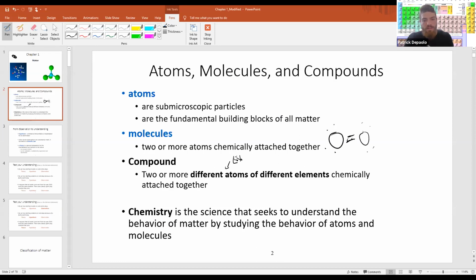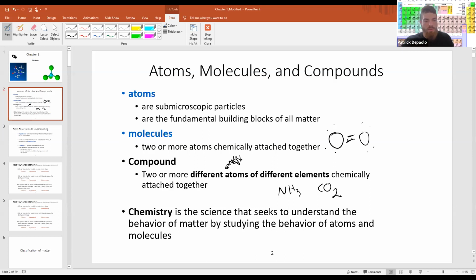Oh, it says it right there. All right, of different elements chemically attached together. So, for example, NH3, CO2, things like that, they would be compounds and molecules. But an oxygen molecule, O2, the oxygen air that we breathe, will only be a molecule and not a compound. So does that make sense? Good. All right.